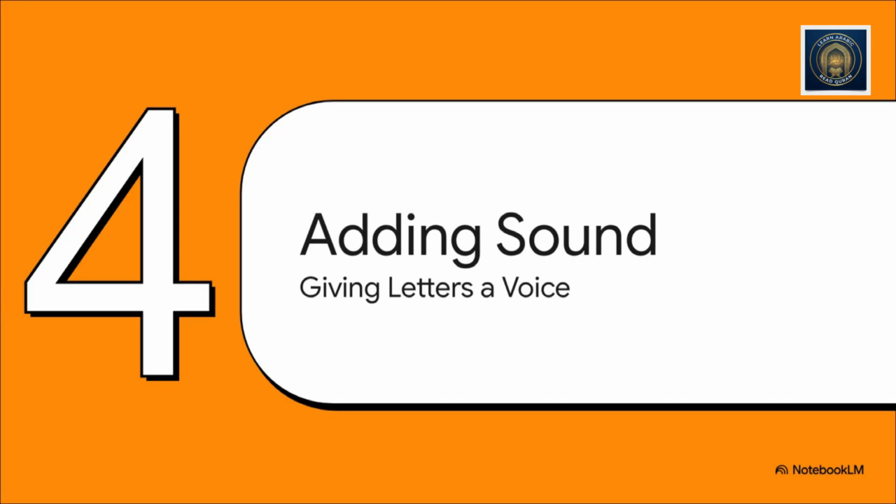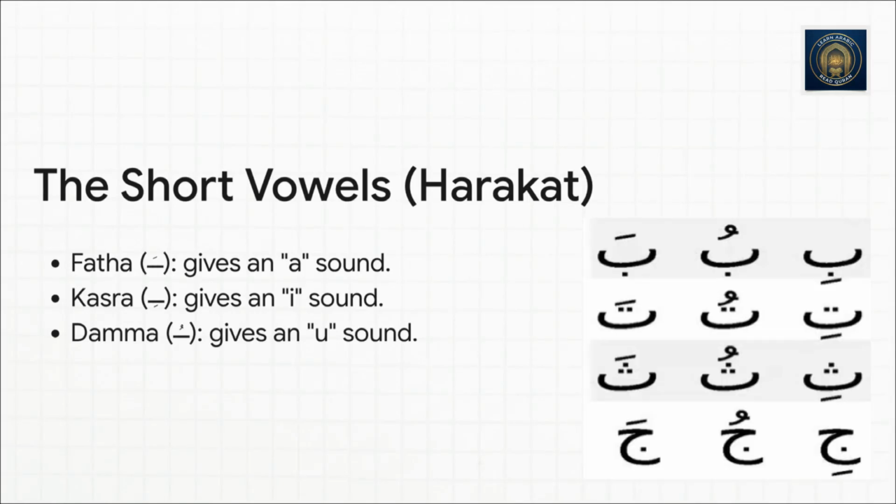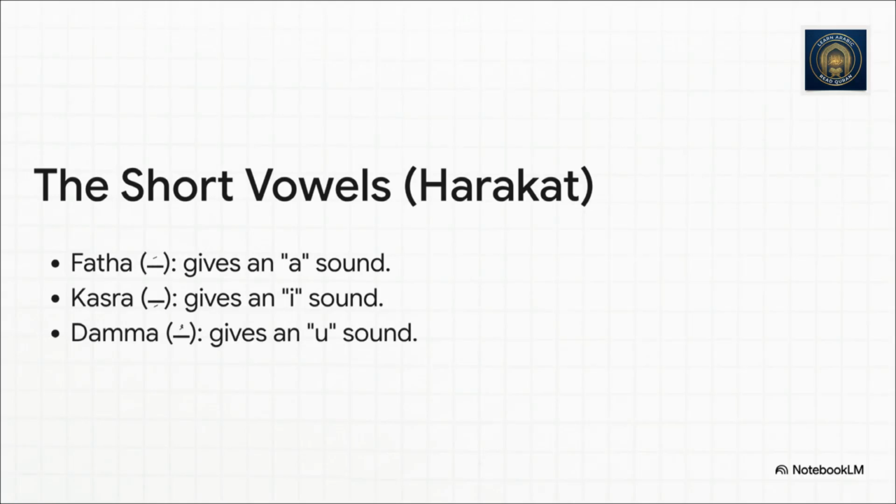First up, the 3 superstars, the short vowels. The fatha is that little dash on top that gives us an ah sound, like in ba. The kasra is the dash on the bottom that gives us an i sound, like bee. And the damma is that little curly Q on top that gives us a u sound, like boo. Ba, bi, bu. Simple, powerful, and absolutely essential.